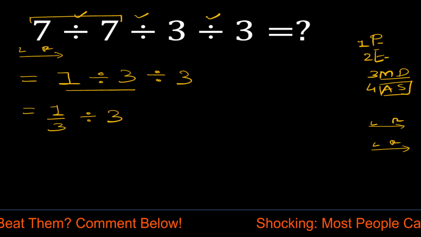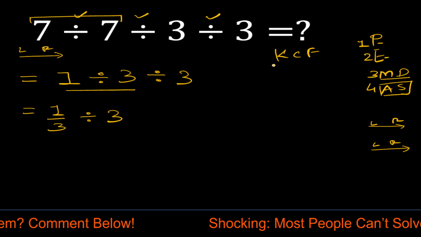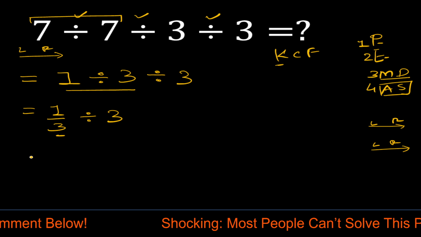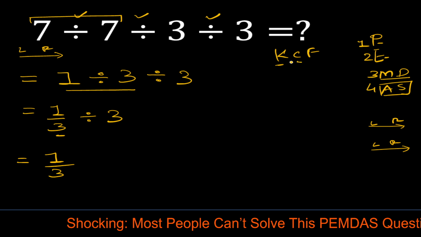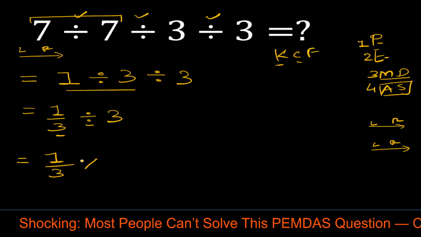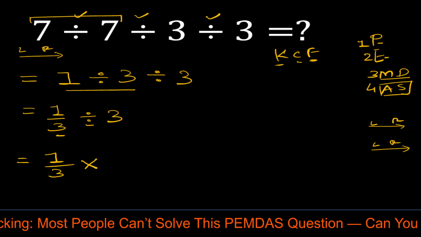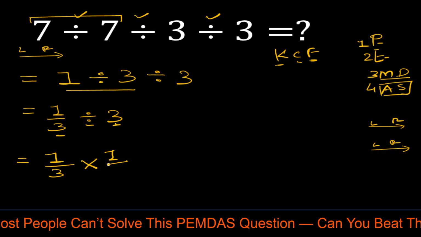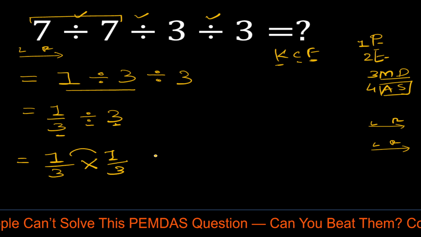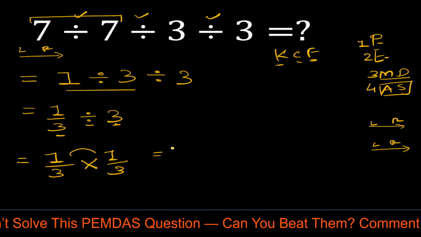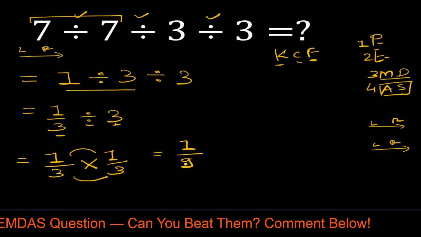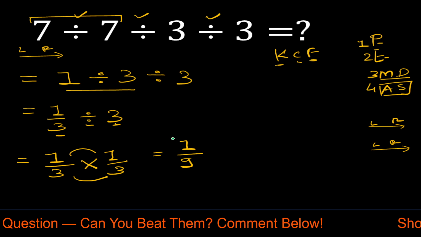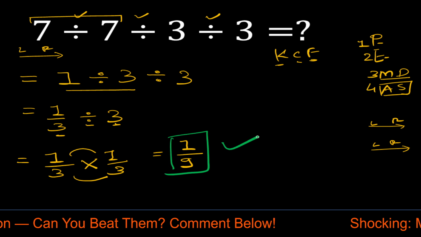So now according to the KCF rule, K means keep this first fraction as it is, the same, 1 upon 3. Then C means change this sign from division to multiplication, and F means flip this second fraction, 3 is equal to 1 upon 3. 1 times 1 is equal to 1, right? And 3 times 3 is equal to 9. So 1 upon 9 is the correct answer.